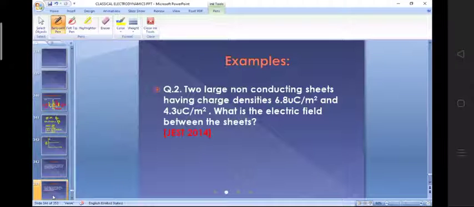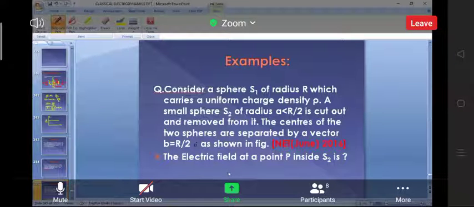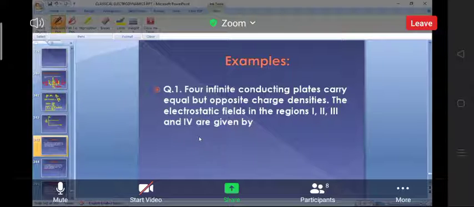A question has been asked in JEE Advanced 2014 on this. Okay, we'll be doing that example as well. Then number 1, and accordingly you can calculate it. Okay, so there are 4 infinite conducting plates. Here it is 1 plate, here it is another plate, here it is another plate, and here it is another plate. Fine. So there are 4 conducting plates.